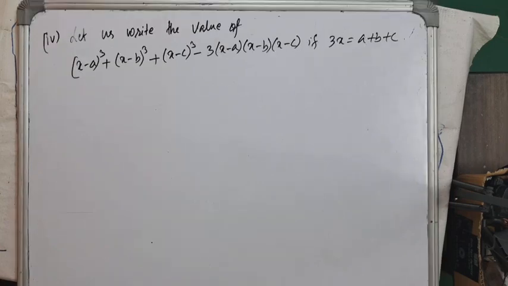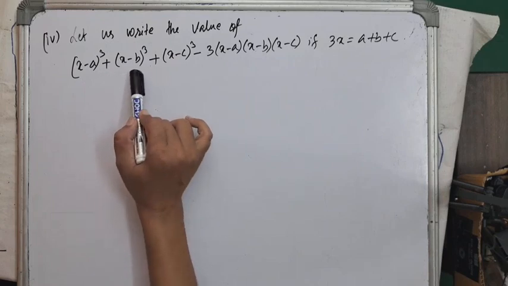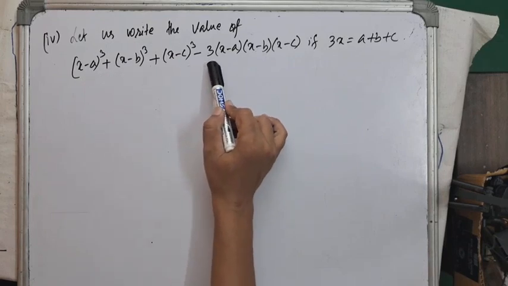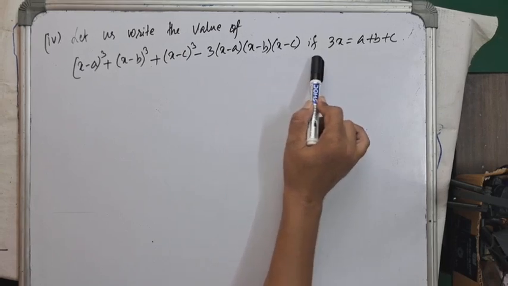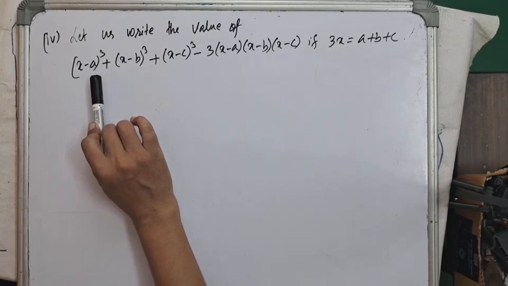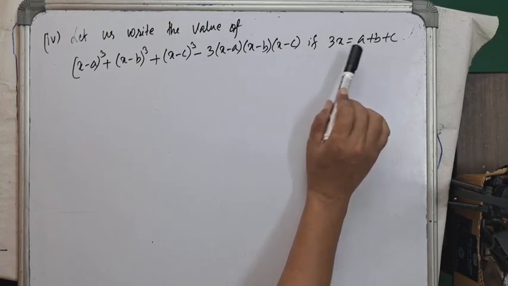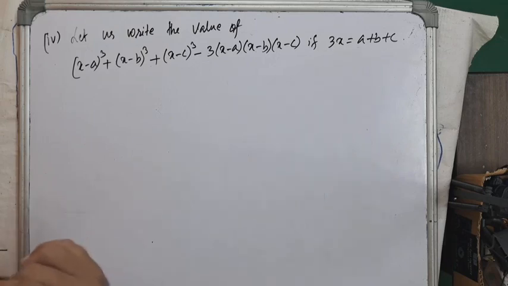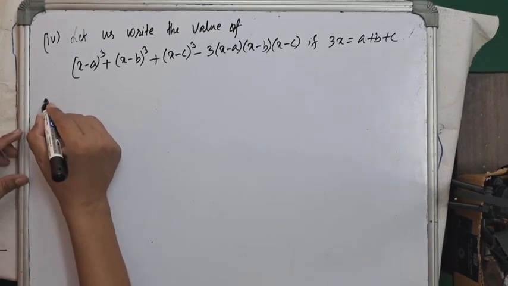Okay, question number 4. Let us find the value of x minus a whole cube plus x minus b whole cube plus x minus c whole cube minus 3 into x minus a into x minus b into x minus c, if 3x equals a plus b plus c. So we are asked to find the value of this expression if 3x equals a plus b plus c. Before we proceed, let us see the formula.